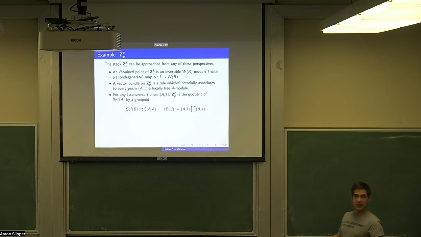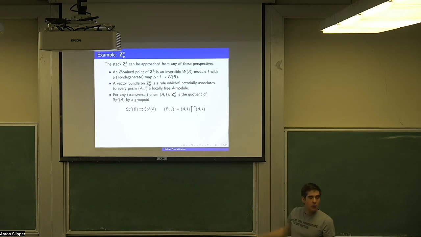And another way is that you could give a presentation of this stack by writing down an atlas. Any time you have a transversal prism (A, I), that gives you a way of writing Z_p prism as the quotient of the formal spectrum of A by a certain groupoid. The particular groupoid that you take is the formal spectrum of B, where B is the coproduct of A with itself in the category of prisms. This is a coordinatized description that very closely relates to the Tannakian perspective, by describing prismatic crystals by some kind of descent.